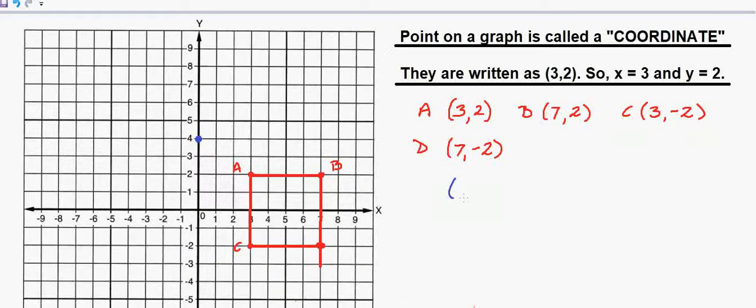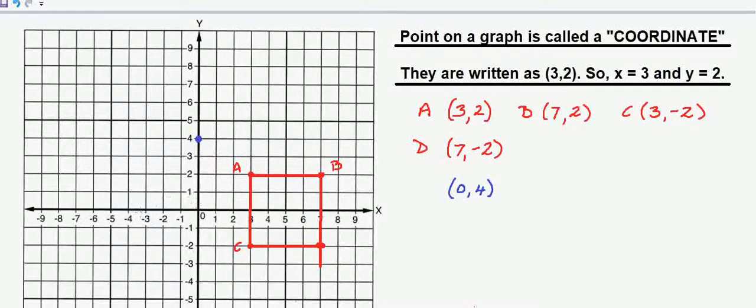We open our bracket. Now we've got to find out what the value of x is. Now that point is where x is 0. Okay, so x is 0, but it's at 4 on the y-axis. So that point, the coordinate is 0, 4. Okay.